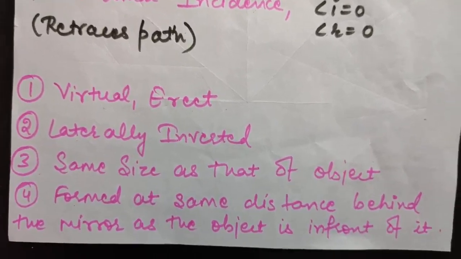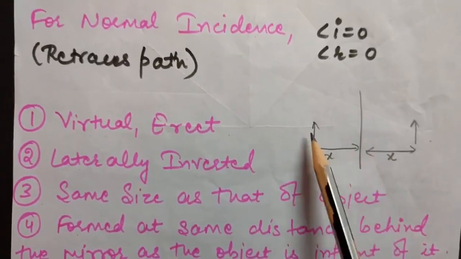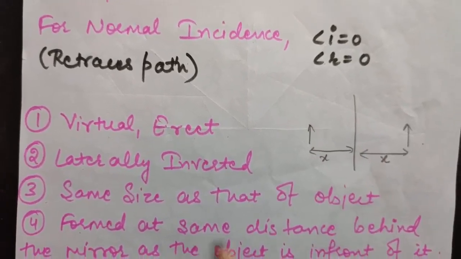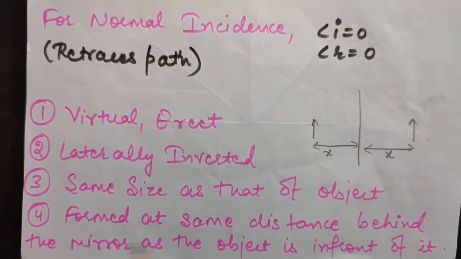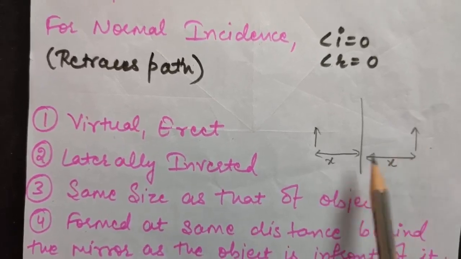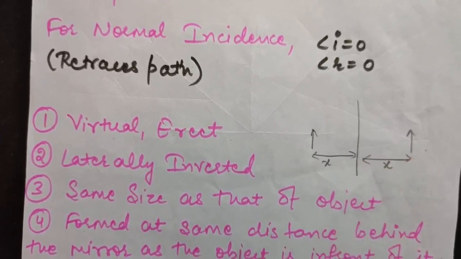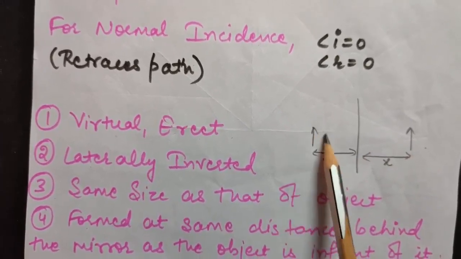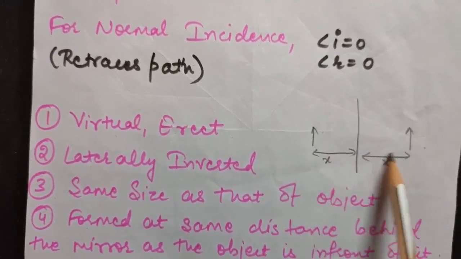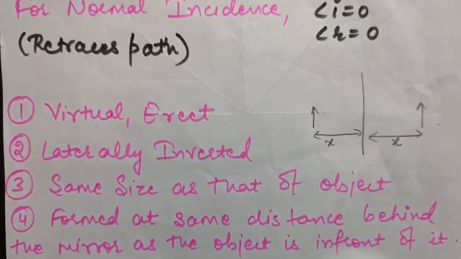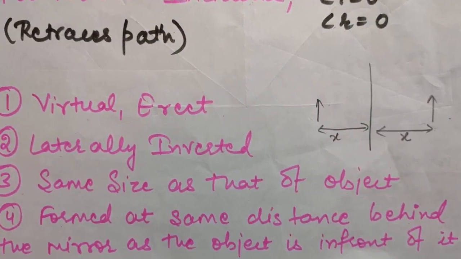That is, suppose this is the mirror and you are standing here at a distance x from the mirror, then your image will be formed at the same distance behind the mirror. That is, this will be the image, and it will be formed at the same distance behind the mirror. So we can say the distance between us and our image is nothing but 2x. Okay. So these are the properties of the images formed by a plane mirror.